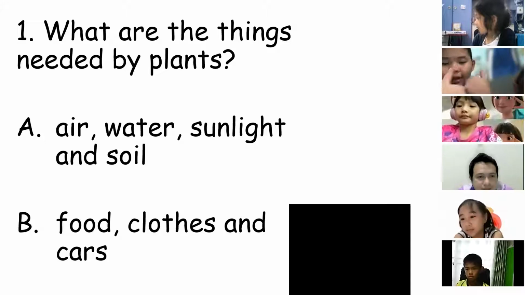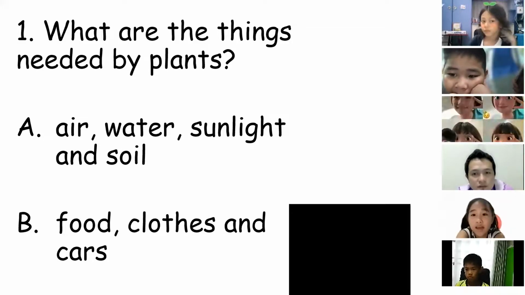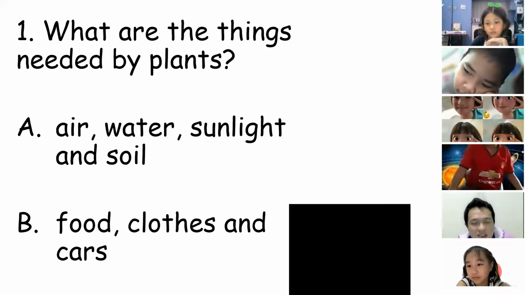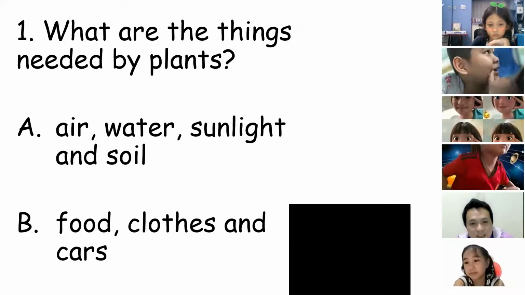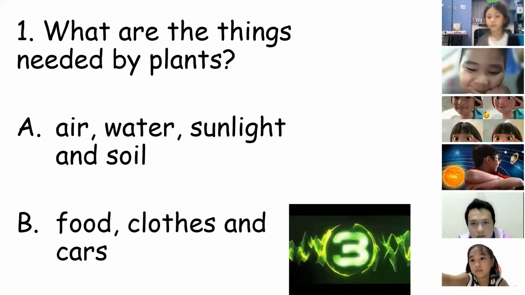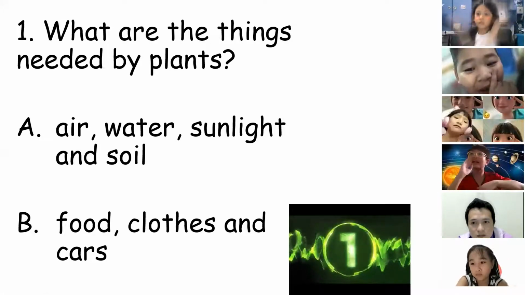Go. A. Air, water, sunlight, and soil. B. Food, clothes, and car. What is your answer? A. A, let's see. 5, 4, 3, 2, 1.